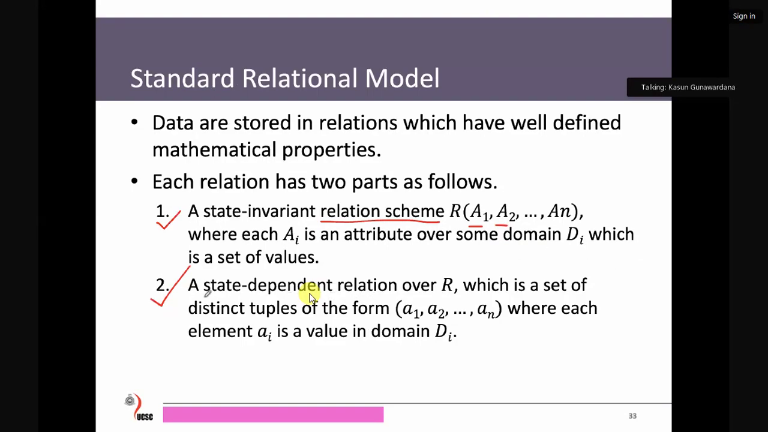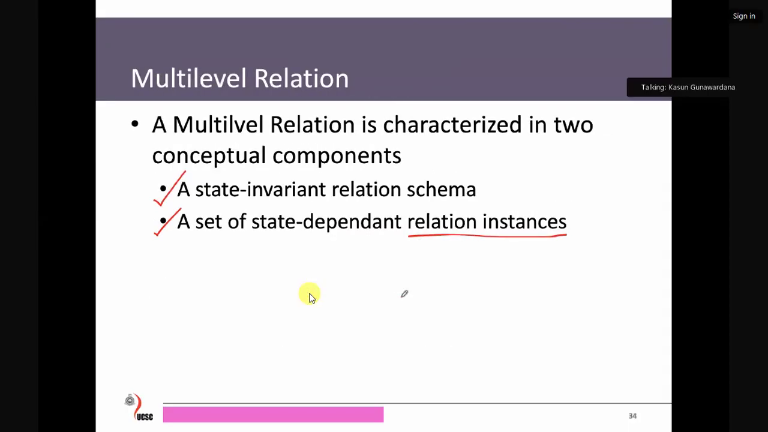Right? So in the standard relational model, we call it a state dependent relation. The relation is dependent on the state of the relation. From time to time the data will be changed, therefore we call the relation dependent on the data. But here we call it state dependent relation instances. So there can be instances of a relation. So what are these instances?